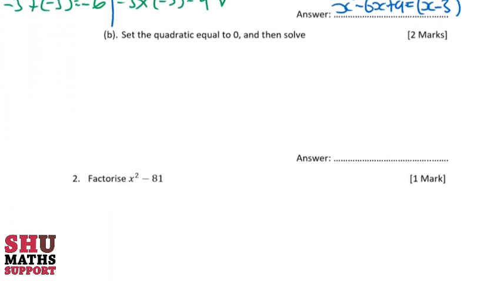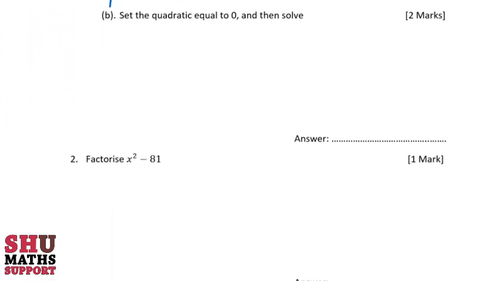So the next part of the question says set the quadratic equal to 0 and then solve. What that means is that the quadratic it gave us, x squared minus 6x plus 9, is now equal to 0. But we've already factorised it, so we don't need to do the work again. We can simply say that x minus 3 squared is equal to 0. And now because it's set to 0, we can actually find values for x that make it equal 0.